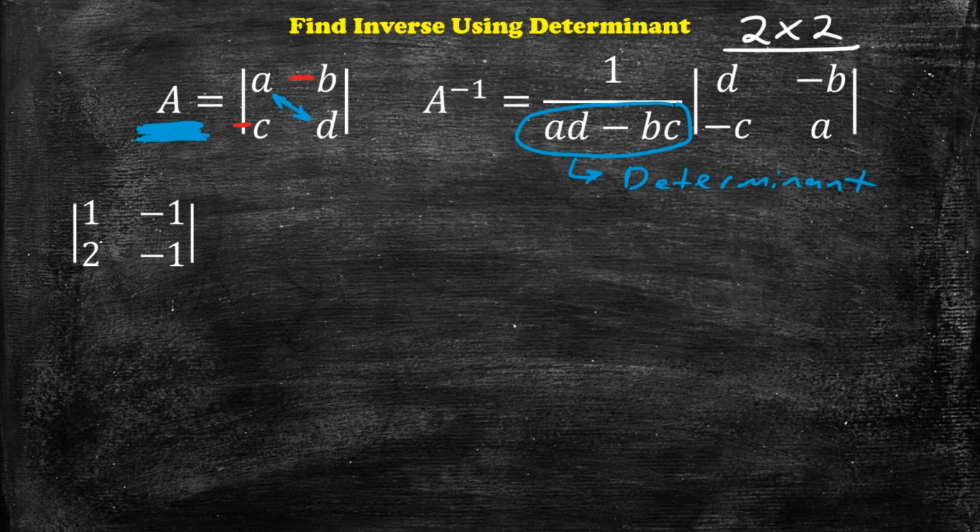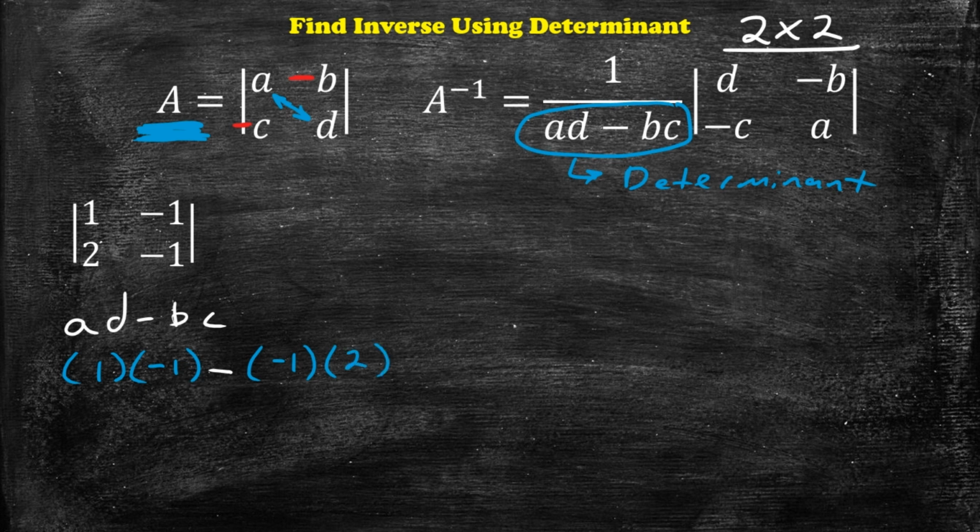So what you want to do first is check your determinant, because if that is equal to 0, that means there's no inverse. So let's go ahead and do that over here. So AD minus BC. Okay, so A is the number on the top left, which is 1. D is the number on the bottom right, which is negative 1. And we're going to subtract that by B, which is the number on the top right, negative 1. And then that is multiplied by C, which is the number on the bottom left, which is 2.